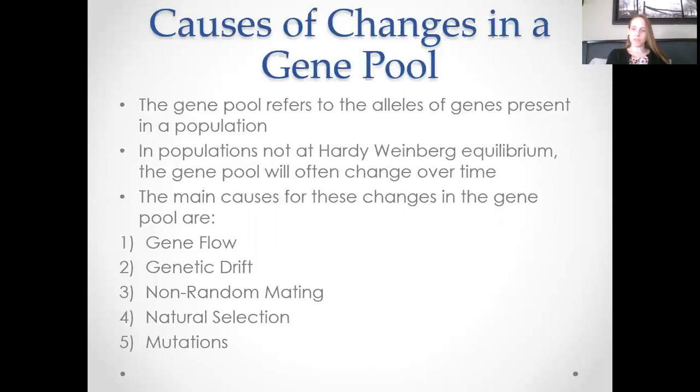So gene pool, just to remind you of the definition, is all of the alleles of all of the genes present in a population. In populations that are not at Hardy Weinberg equilibrium, their gene pools will change from generation to generation. And these are the 5 main causes of those changes to the gene pool. So gene flow, genetic drift, non-random mating, natural selection, and mutations.